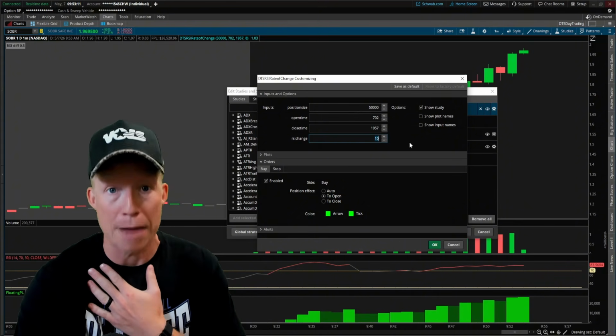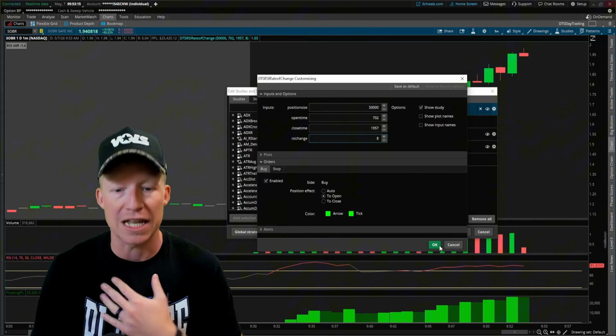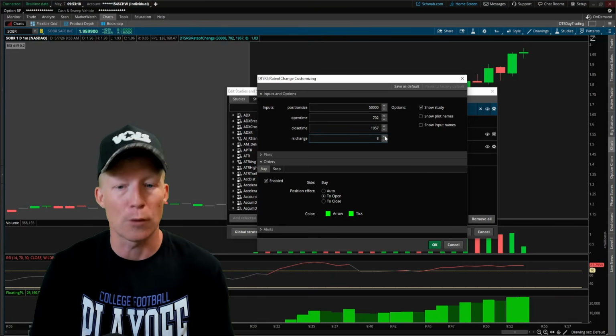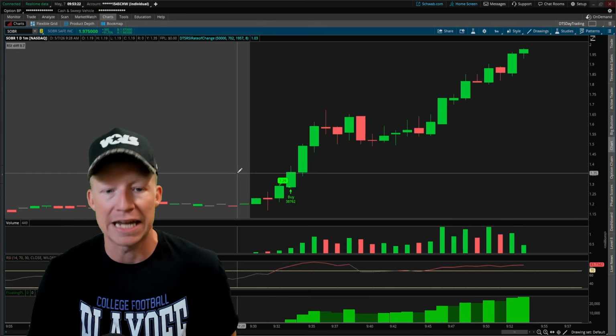I have found for my personal trading style, I'm not telling you need to do this, but I have found that I want to get a little bit more aggressive. I want to look for slightly less RSI change. So I set that setting to 8.